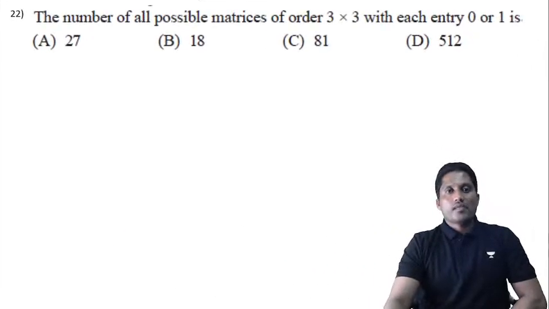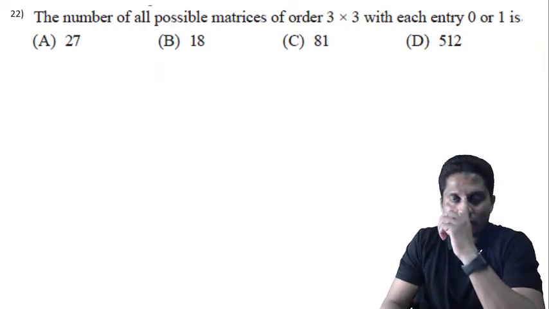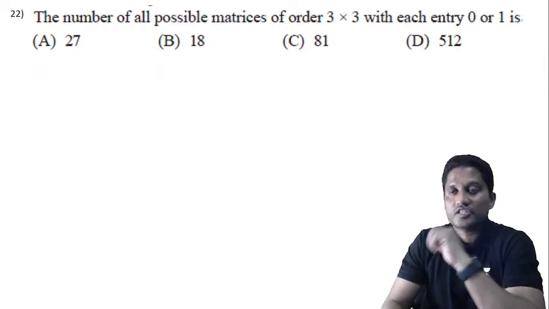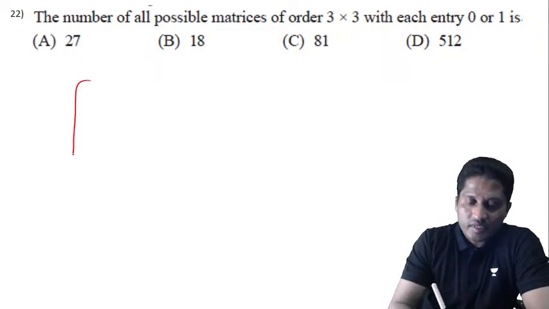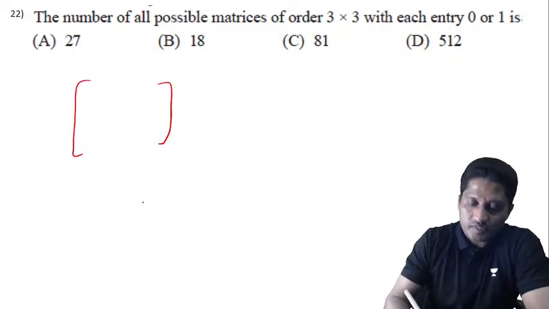Question number 22. Number of all possible matrices of order 3 by 3 with each entry 0 or 1. A 3 by 3 matrix should have 3 rows and 3 columns, right?